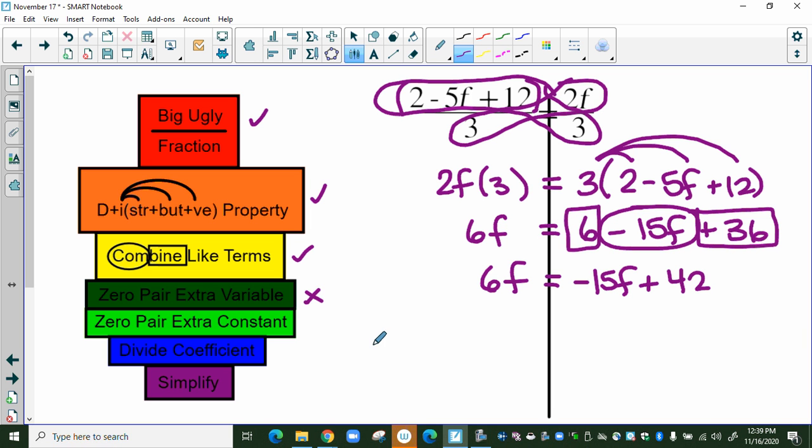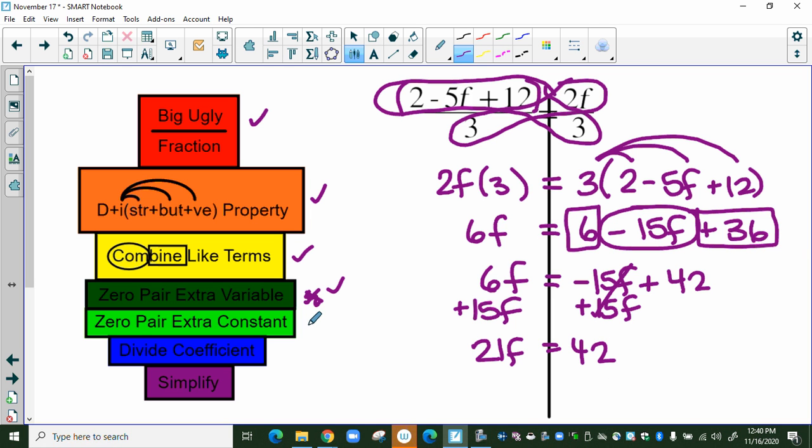I do not have an extra variable. Oh, actually, wait. Yes, I do have an extra variable. I have an f on the left and an f on the right. Aha, so we need to get rid of one. I'm going to 0 pair the -15f because it's smaller. That just gives me the variable that I have remaining will have a positive coefficient, not a -1.